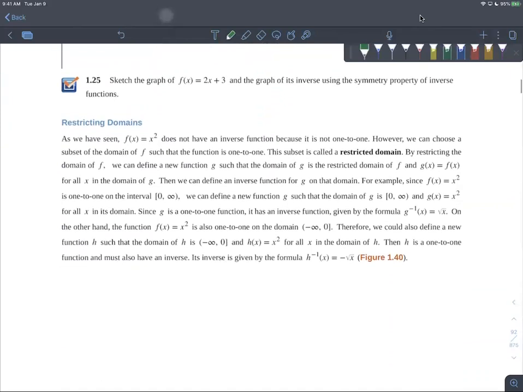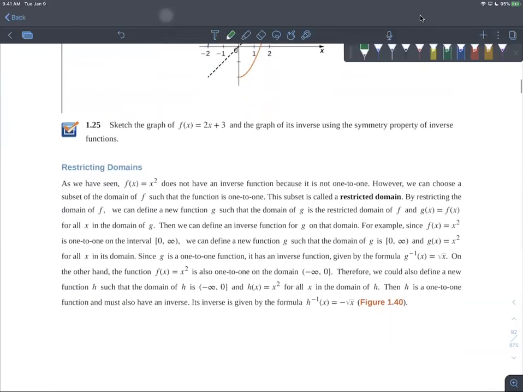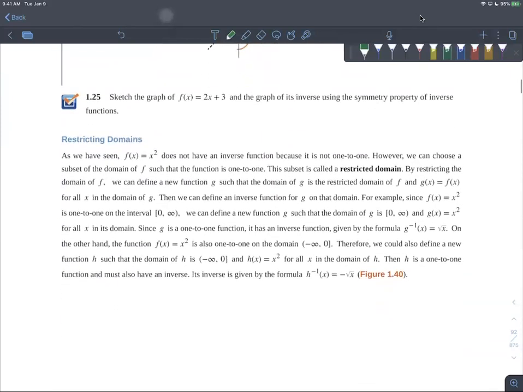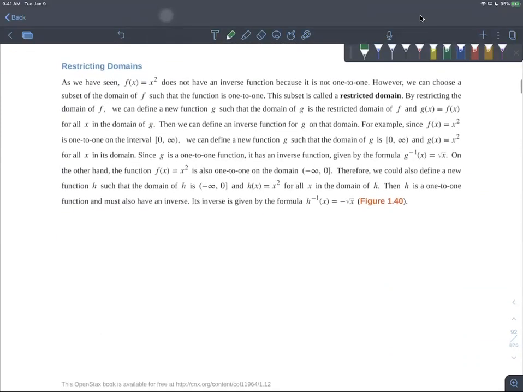Cool stuff there. So, restricting domains. As we have seen, f of x equals x squared does not have an inverse function. If we take a look at this, it does not have an inverse function because it's not 1-to-1, right? It fails the vertical or the horizontal line test.